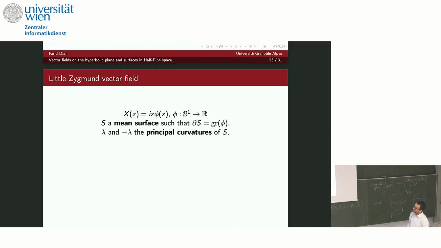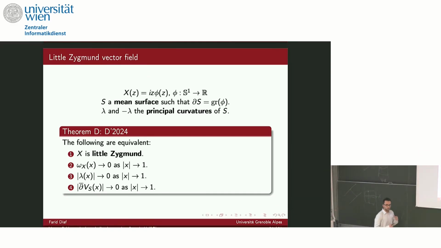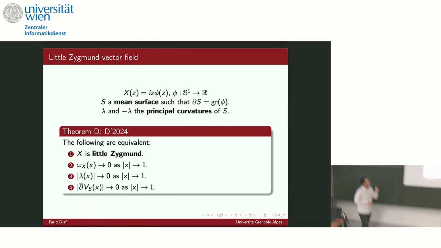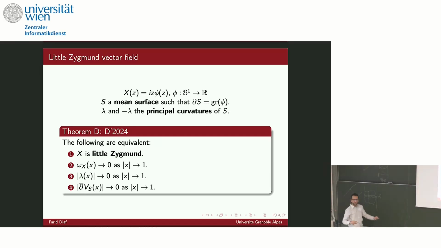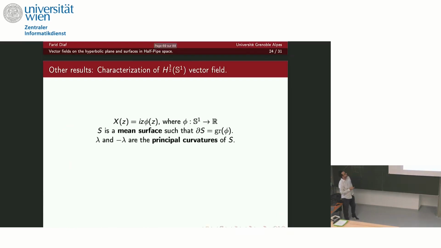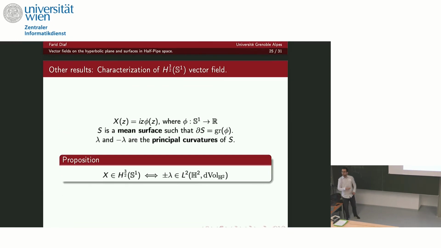Yes, so now what about little Zygmund vector fields? So we have a similar result. Basically, all the quantities that you imagine converge to zero. The following are equivalent. Little Zygmund vector field, the width function converges to zero, the principal curvatures converge to zero, the d-bar converges to zero. Yes, I would like also to talk about this result, which is about Sobolev vector fields. So if we have H3 vector fields, then this is equivalent to saying that the principal curvatures are in L2.